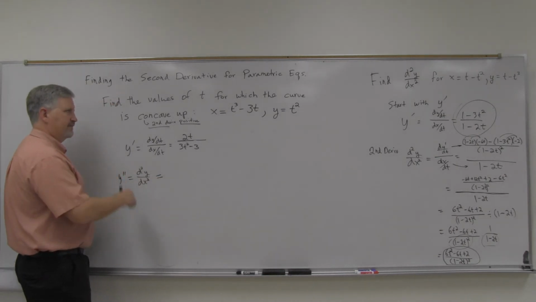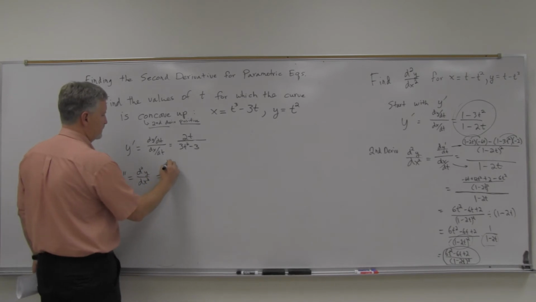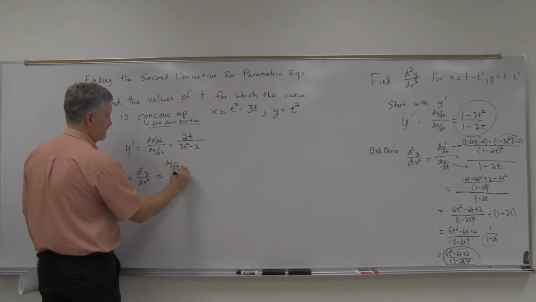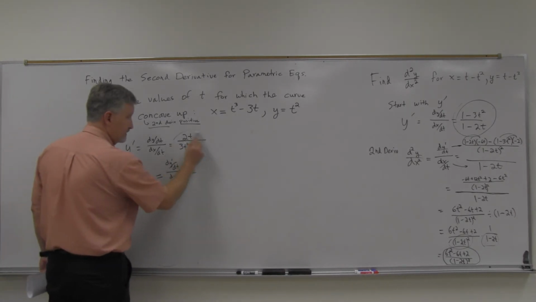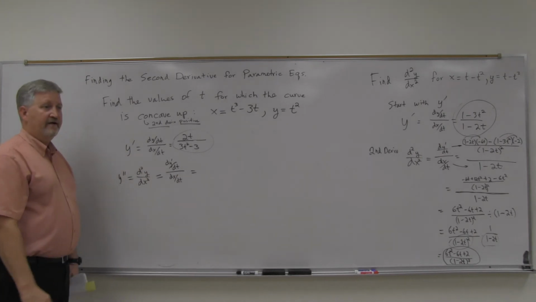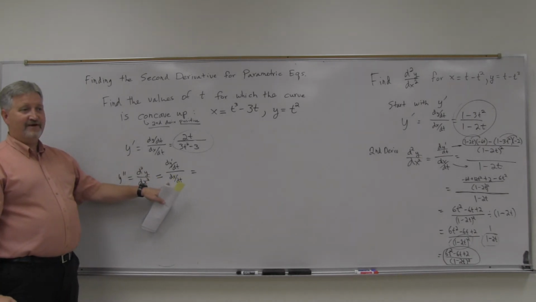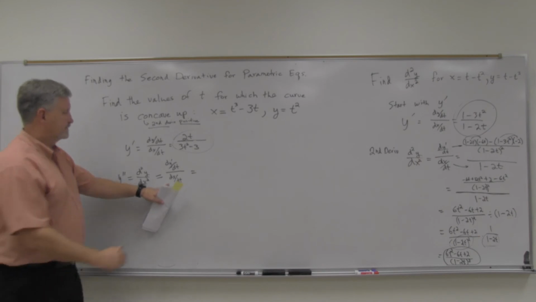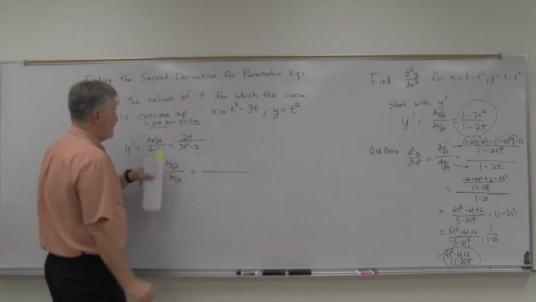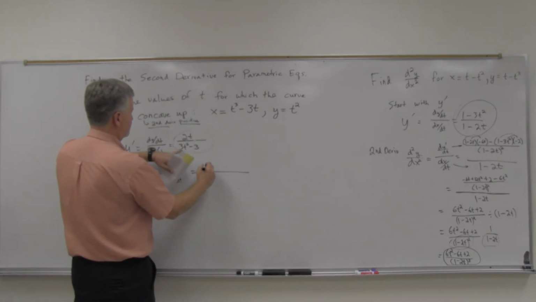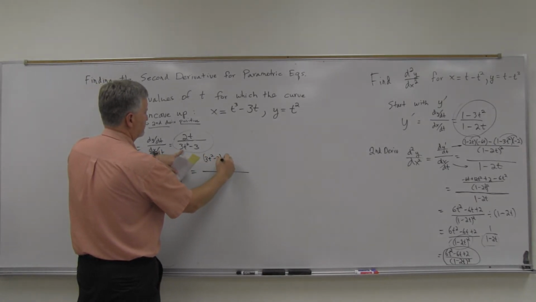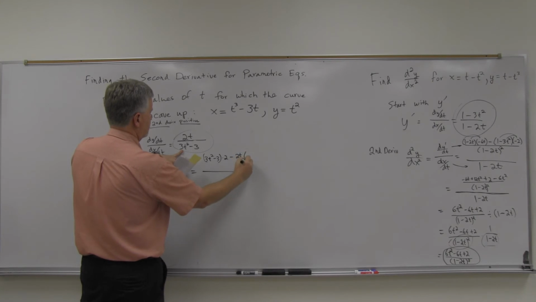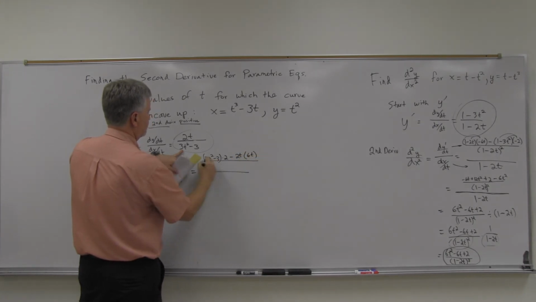Well, the second derivative with parametric is dy prime dt over dx dt, over dx over dt again. So just like before, you take the derivative of that, but there's this extra little piece you have to throw in as well. So the derivative of that is our quotient rule: low, d high minus high, d low, over low squared.